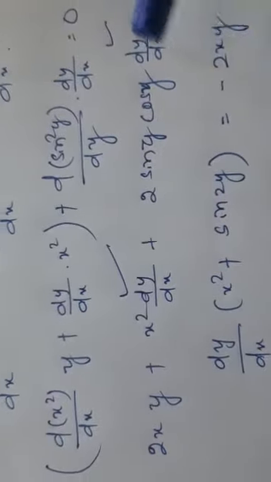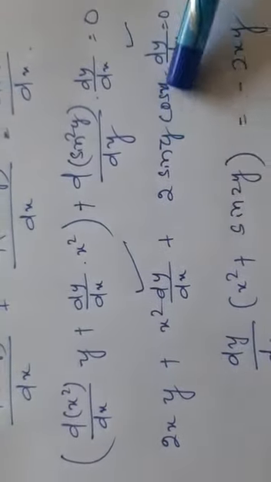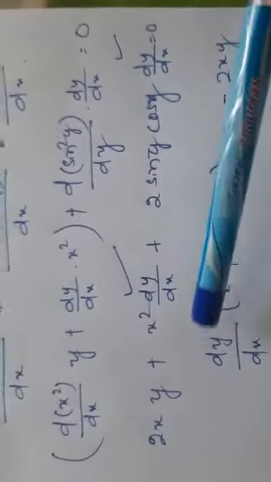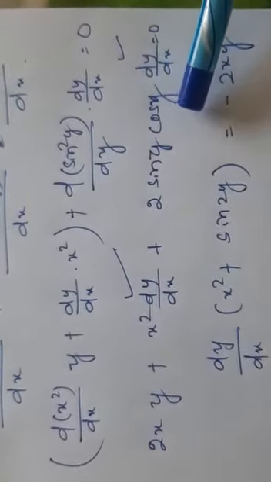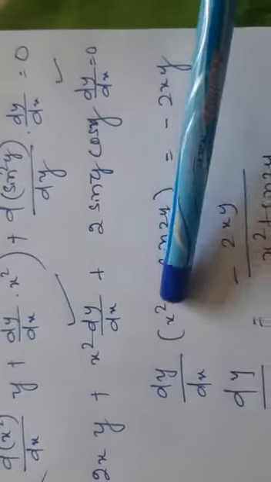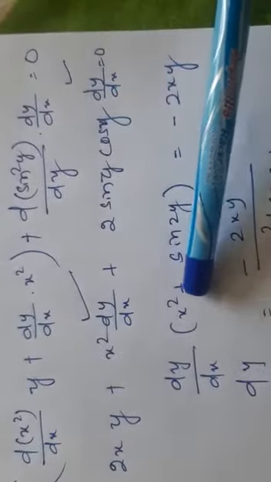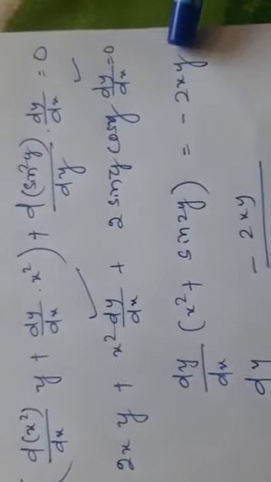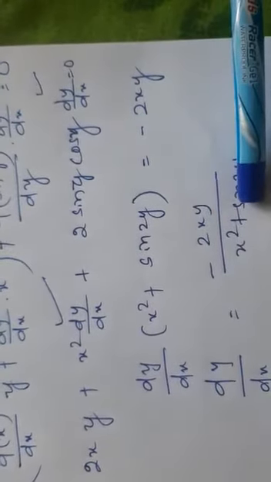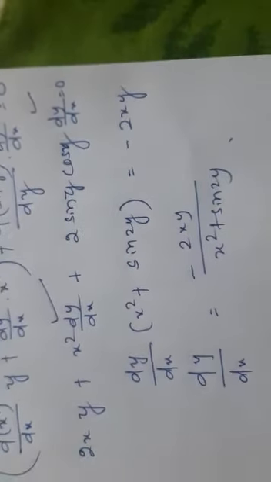Again the same funda: the terms that contain dy by dx go on one side, and the terms that do not contain the dy by dx symbol go to the other side. Now taking dy by dx common, (x square plus sin 2y) dy by dx is equal to minus 2xy. So dy by dx is equal to minus 2xy divided by (x square plus sin 2y).